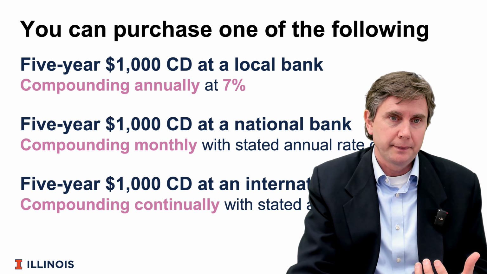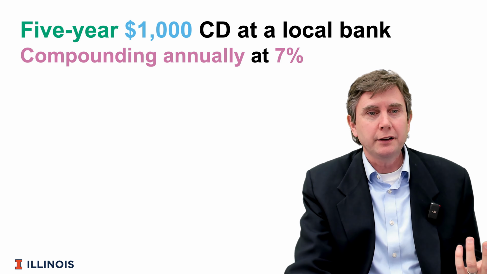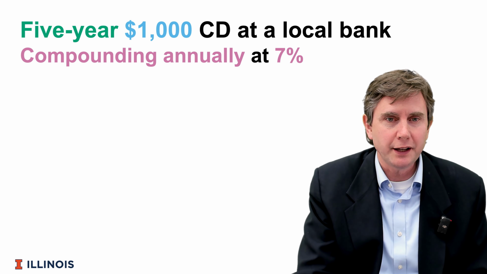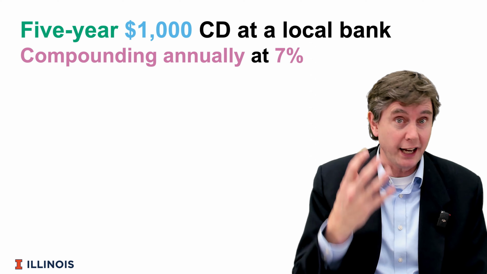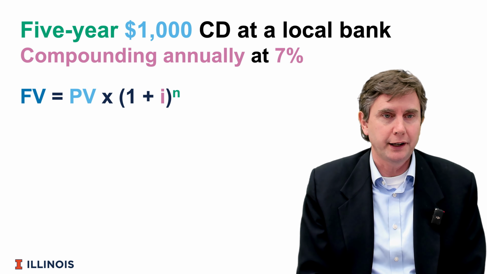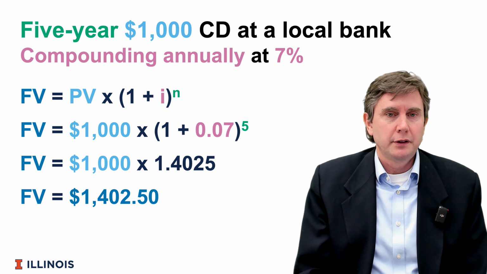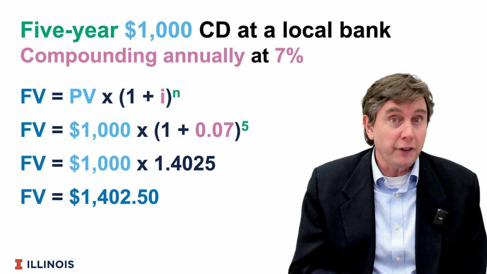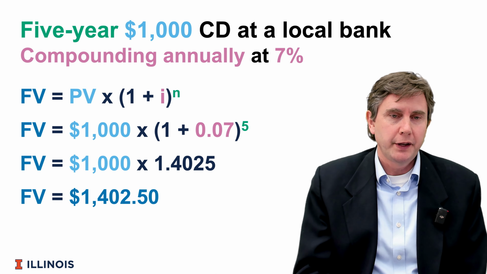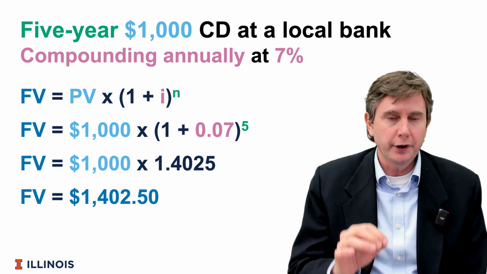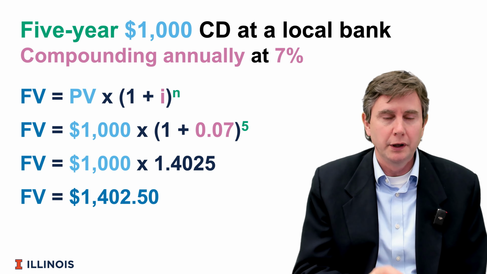All right, local bank, pretty straightforward. How much will be in the CD at the end of 5 years? So let's take our future value formula and plug it in. You've got $1,000. That's your present value. 7% was the interest rate. 5 years of growth, plug it in. 1,000 times 1.07 raised to the 5th, boom.